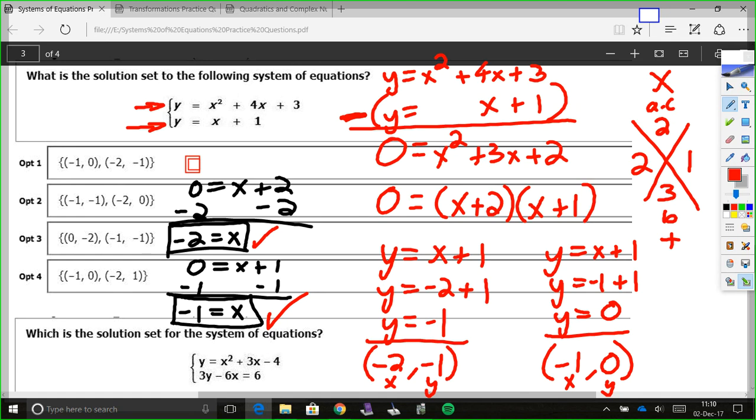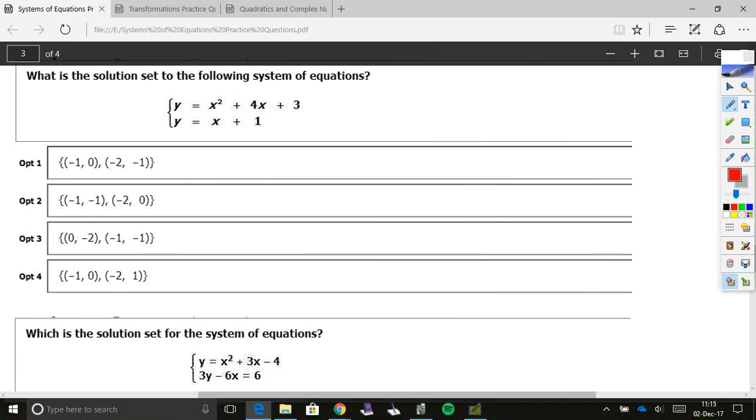So my answer would be A, it looks like, option 1. All right.